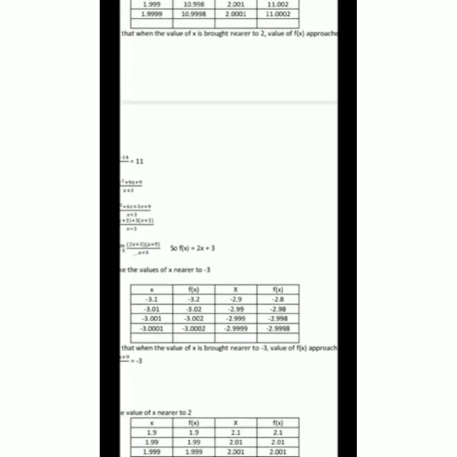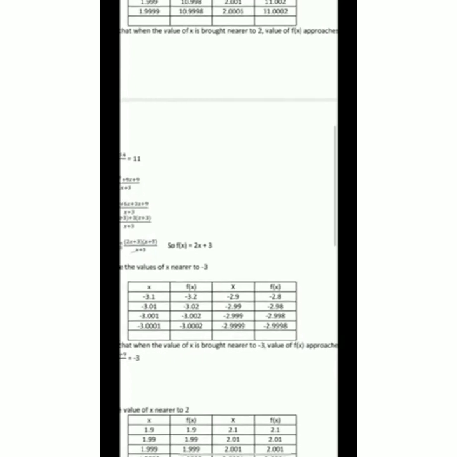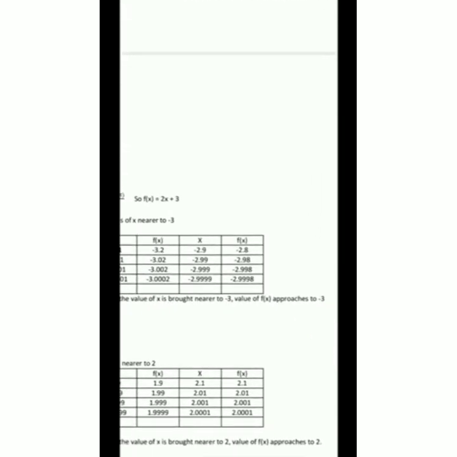So the value of x is brought nearer to minus 3. The value of f(x) will approach minus 3 by increasing or decreasing its value. So from the table we can see that the answer for limit x tends to minus 3 of x square plus 9x plus 9 upon x plus 3 is minus 3.